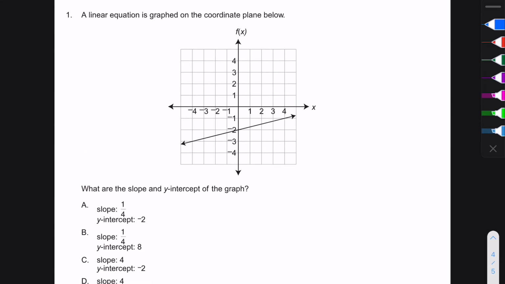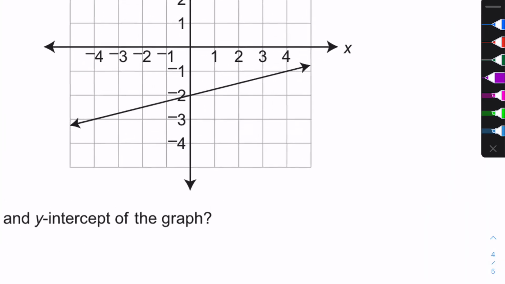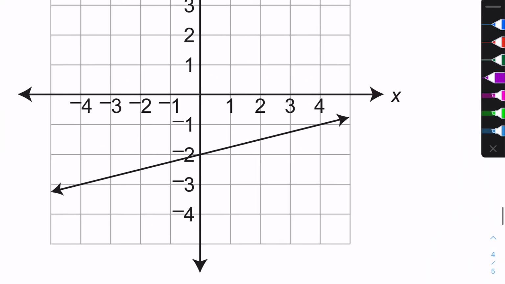All right, our next example. A linear equation is graphed on the coordinate plane. All right, there it is. What are the slope and y-intercept? All right, we could look at the options. I might just go ahead, and this is so quick to look at this graph and see what the slope and y-intercept are. Y-intercept, where it crosses the y-axis. So the y-intercept is -2.